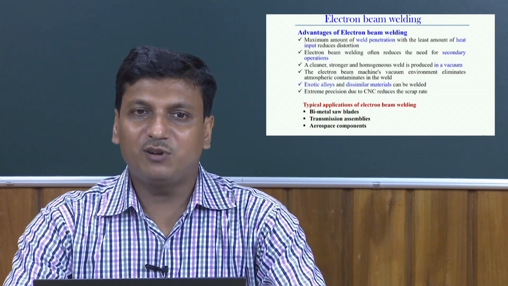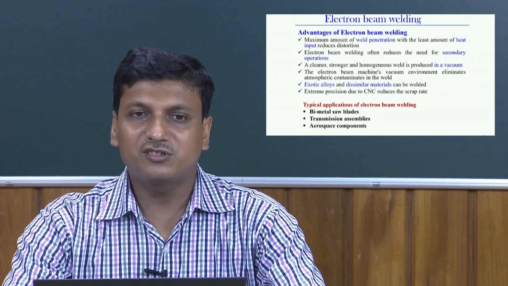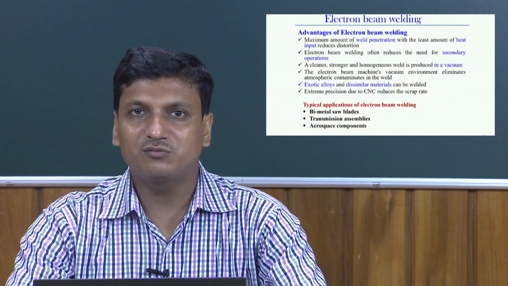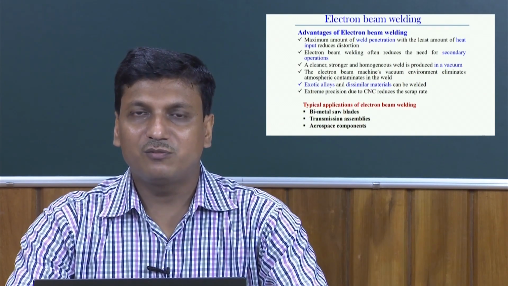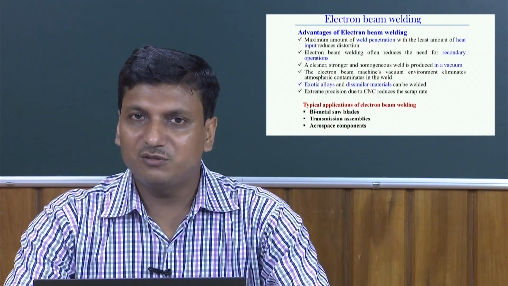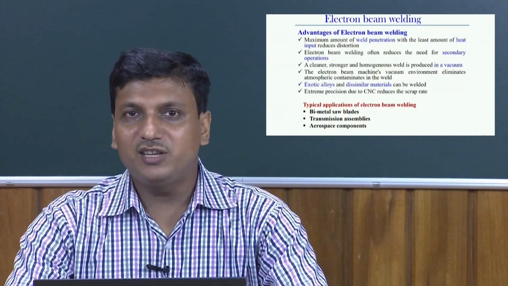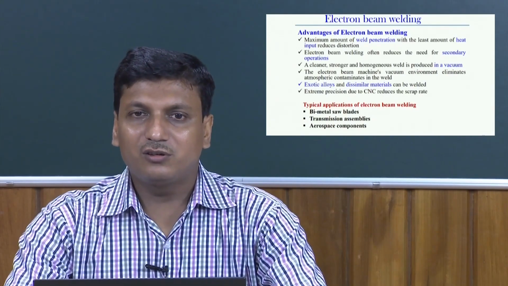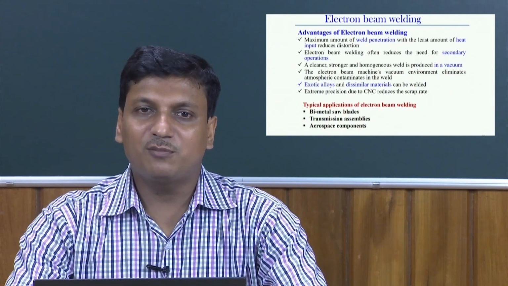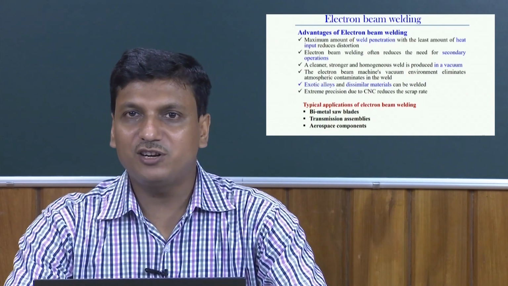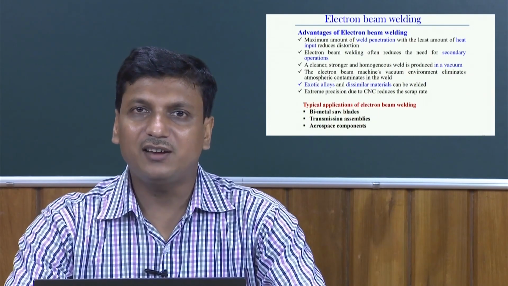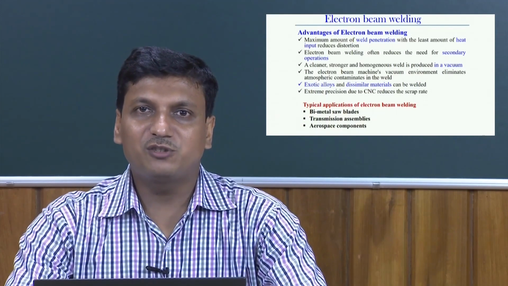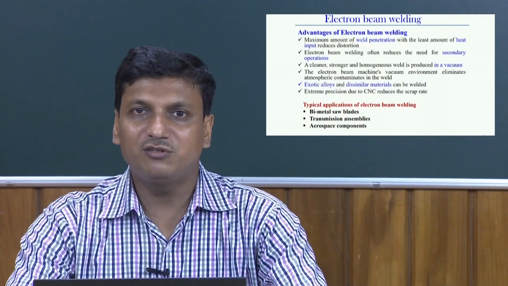Another advantage of the electron beam welding process is that extremely precise weld joints can be produced, because in most cases it is controlled by CNC machines, and in that way it also reduces the scrap rate. So, all these advantages exist in the case of electron beam welding as compared to the laser, and there are typical issues, specifically in joining dissimilar metals, that we will discuss later on.